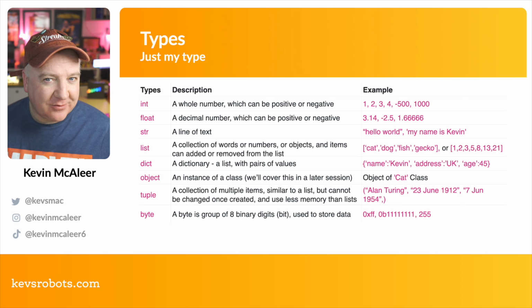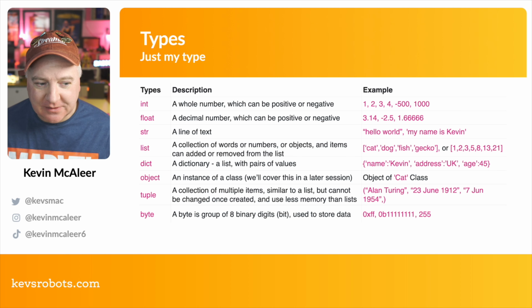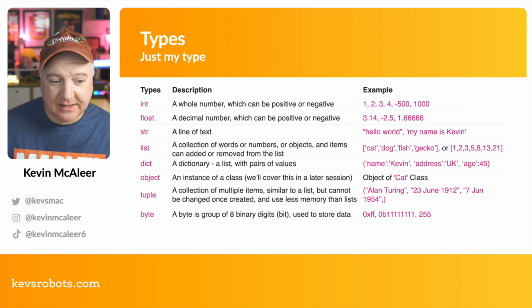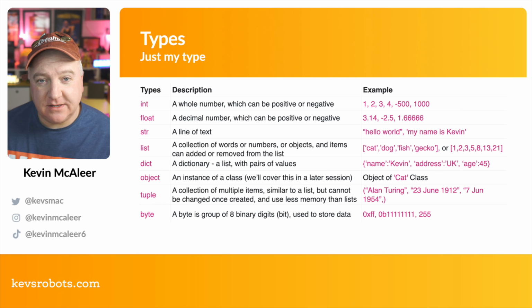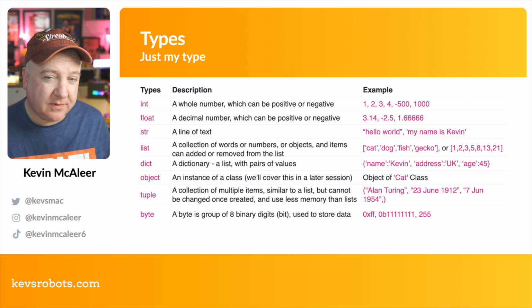Next is, it's a bit of an unusual one, this one, a tuple or a tuple. So this is a collection of multiple items, very similar to a list, but it cannot be changed once it's been created. And the reason for this is it actually uses less memory. It's more efficient use of memory than a list. So on our MicroPython device, this might be something that's useful to us.